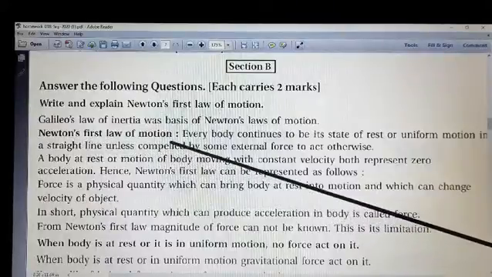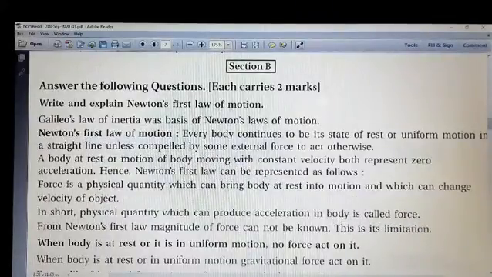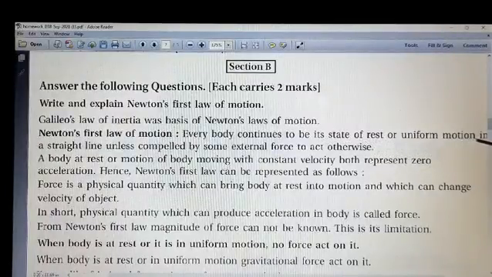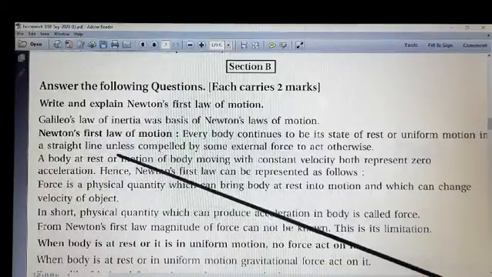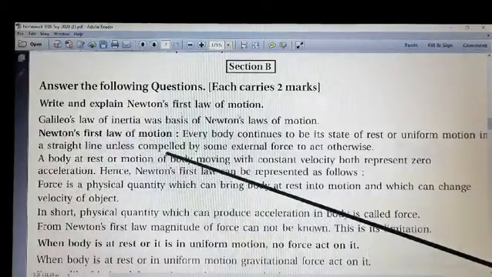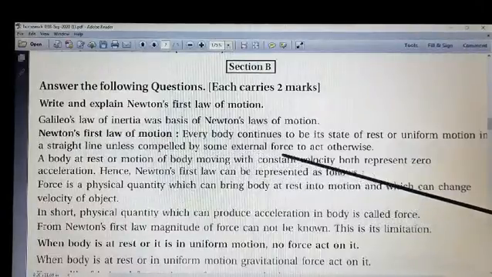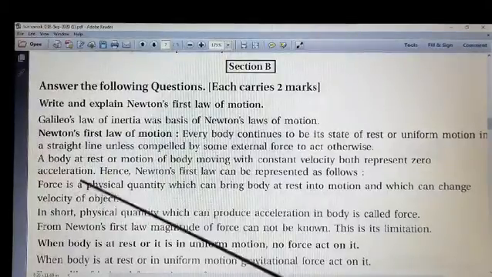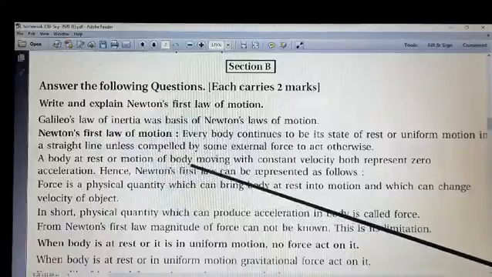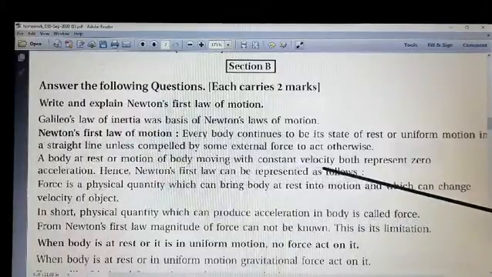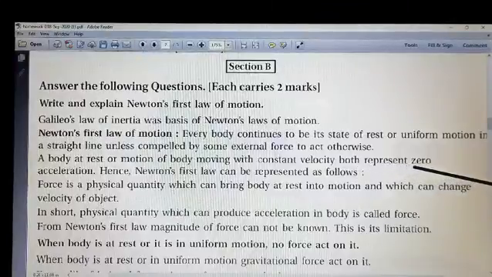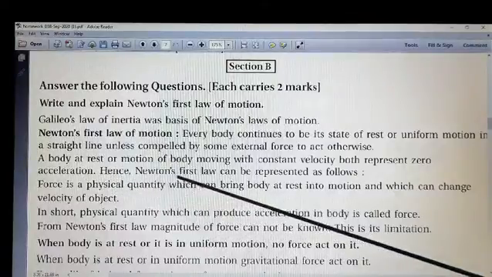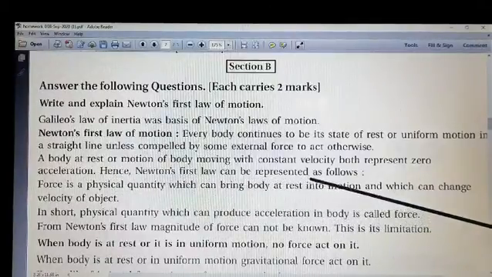Newton's first law of motion: every body continues in its state of rest or uniform motion in a straight line unless compelled by some external force to act otherwise. A body at rest, or a body moving with constant velocity, both represent zero acceleration. Hence Newton's first law can be represented as follows.